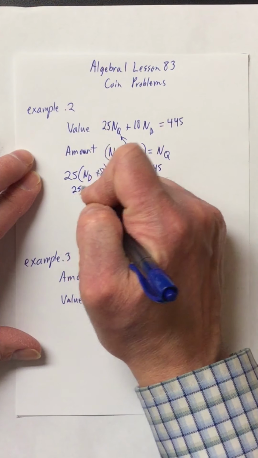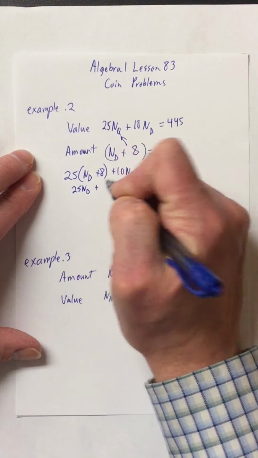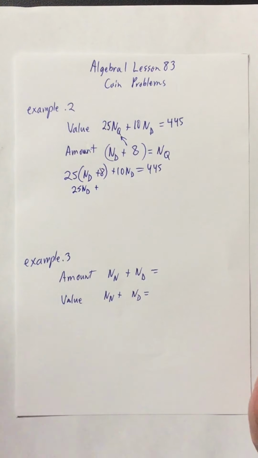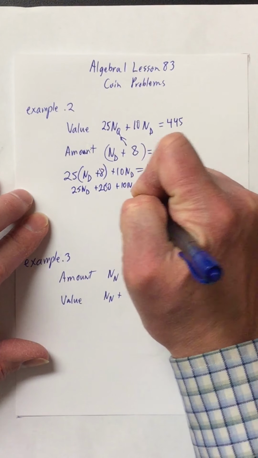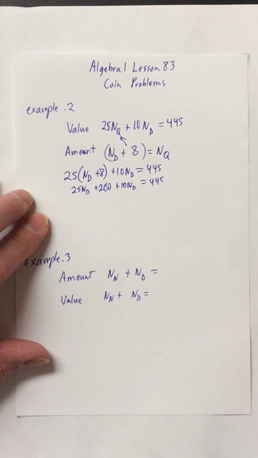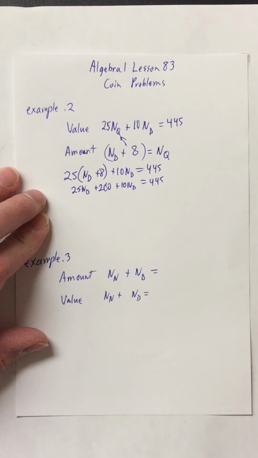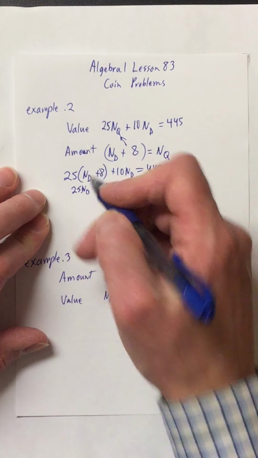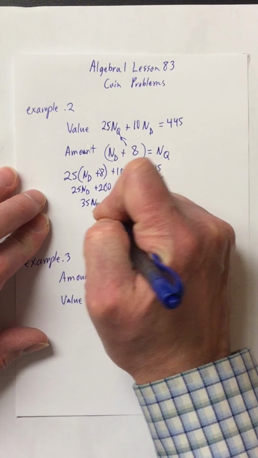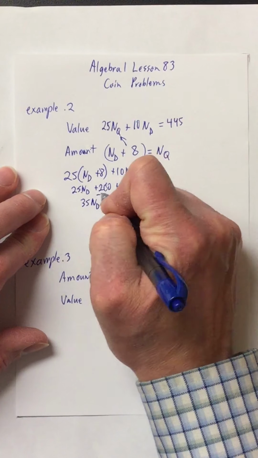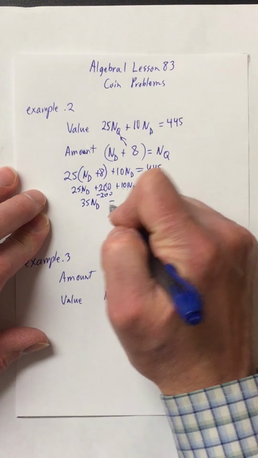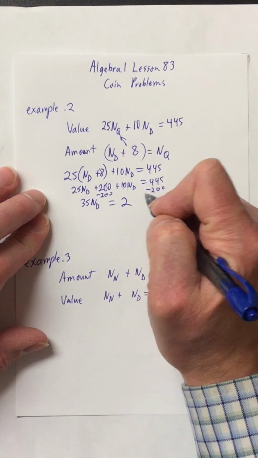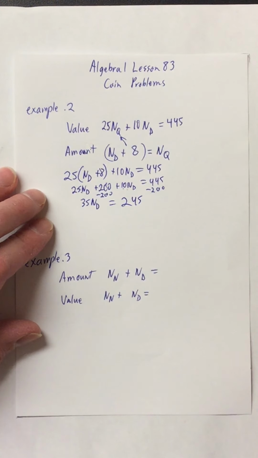We're going to remove our parentheses: 25 ND, plus 8 times 25, which is 200, plus 10 number of dimes equals 445. Like terms are these two. Combine those to get 35 number of dimes. Let's subtract 200 from this side, and we'll do it to both sides. So as we do so, we get 245 left over.